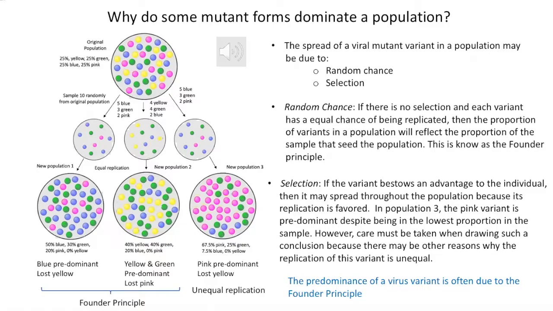We have to take care though when describing whether a mutation has a selective advantage, because there are other factors that we have to consider that can cause unequal replication of variants to take place. It is for this reason that usually we look at the rise of mutations in populations, and then we perform laboratory experiments to see if there is a real advantage given by a particular mutation.